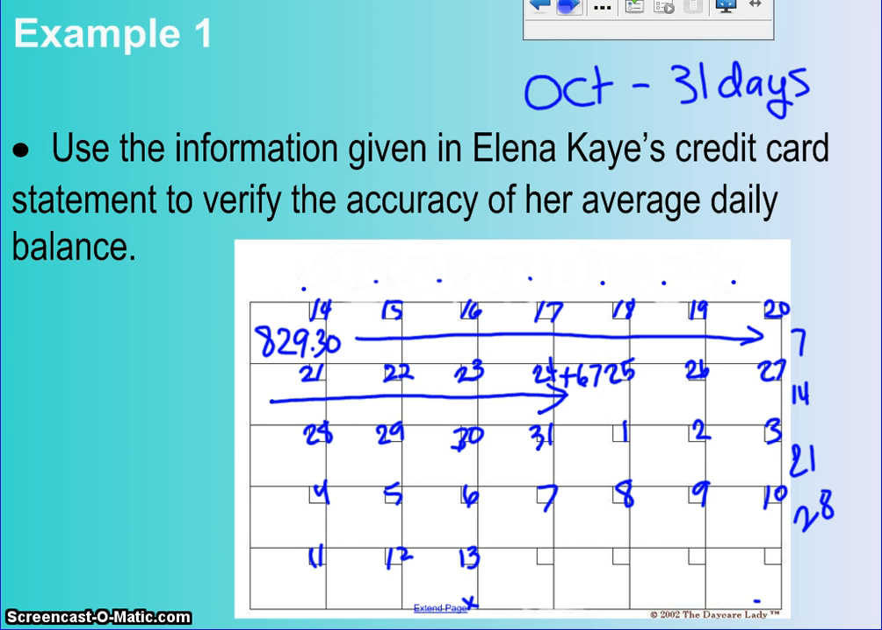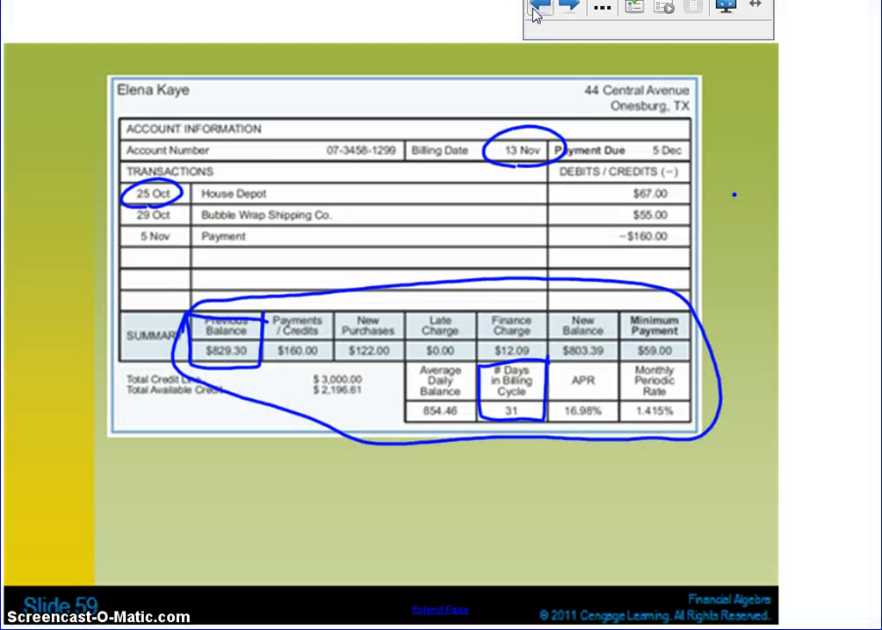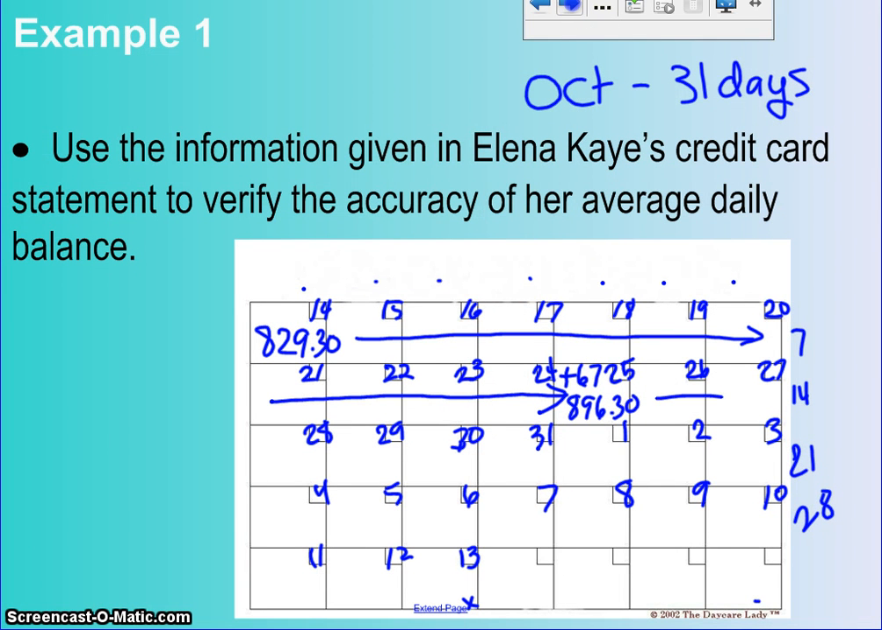So I'm going to go ahead and add $67, which makes it a new balance of $896.30 on that day. Now it's going to be $896.30 up until the 29th, at which point there was a $55 purchase. So coming back here, I know that through here it was $896.30. And on the 29th, it was plus $55, which now gives me a balance of $951.30.